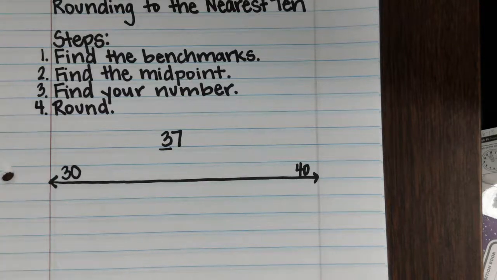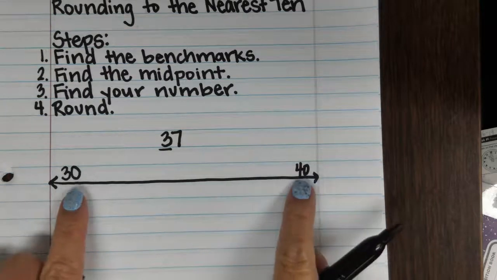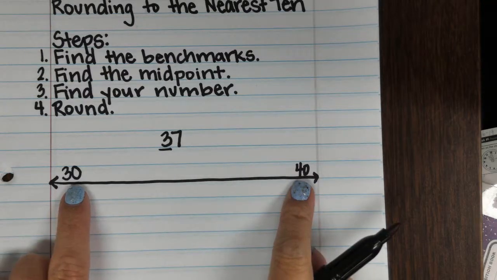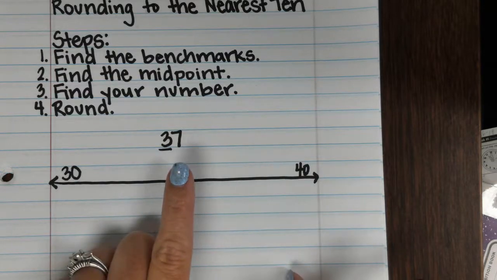All right, step 2. Do it real big with me. Find the midpoint. Okay, so the midpoint, we have already found the benchmarks. That was step 1. Step 2 is to find the midpoint. That's going to be the number that would be right in the middle.